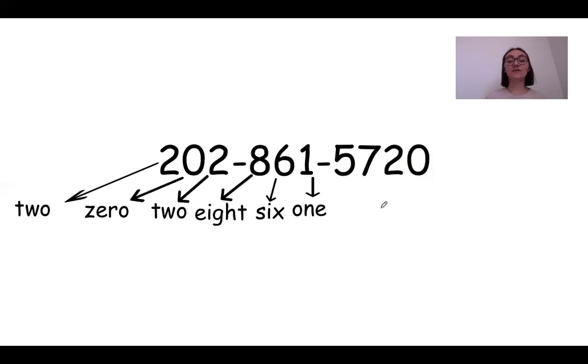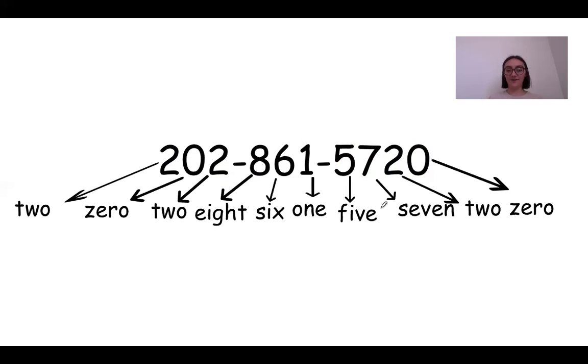Now let's try and say that again. And I'll put up the letters or the words if you're trying to write it by words and not by numbers, if you want to practice writing. So we have 2, 0, 2, 8, 6, 1, 5, 7, 2, 0. And that's the whole number. I'll say that one more time a little bit slower.